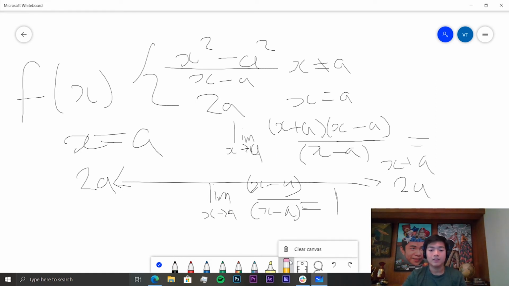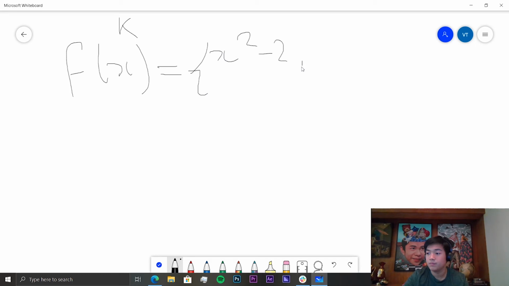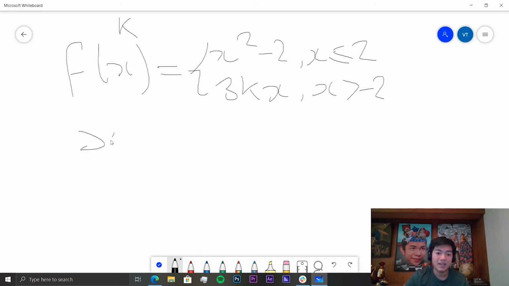Okay, on to the next one. So we need to find the value of k such that f of x, which is equal to x squared minus 2 when x is less than or equal to negative 2, and 3kx when x is greater than negative 2, is continuous at x equal to negative 2.